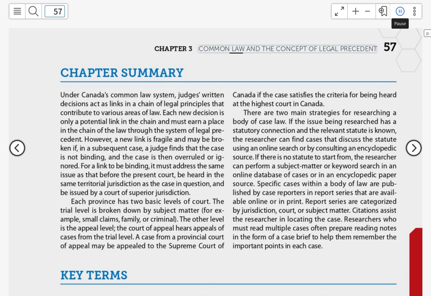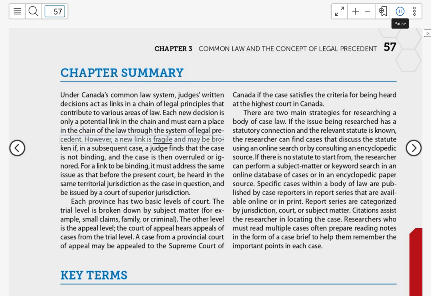Chapter 3: Common Law and the Concept of Legal Precedent. Chapter Summary. Under Canada's common law system, judges' written decisions act as links in a chain of legal principles that contribute to various areas of law. Each new decision is only a potential link in the chain and must earn a place in the chain of the law through the system of legal precedent.